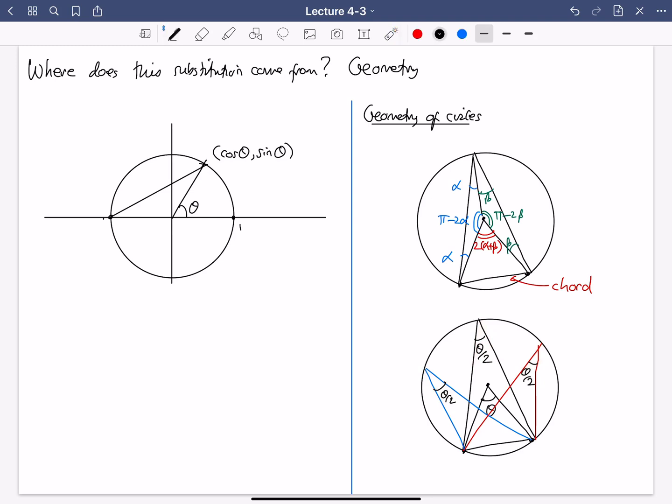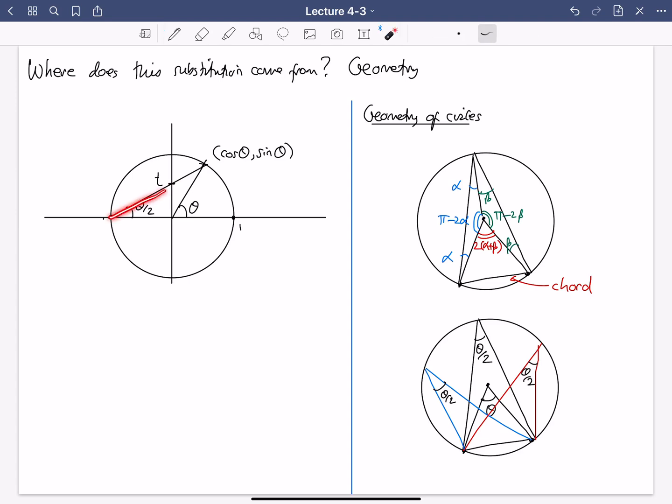Okay, so let's go back here, and you see this is what I need here, because here's my chord. There's the angle at the center, and there is the angle on the circumference. So this geometry of circles tells us that that angle there is theta over 2. Now I'm going to let t be that coordinate, where that straight line joining our point on the circle to this special point at -1, 0, crosses the y-axis. I'm going to let t be the y coordinate.